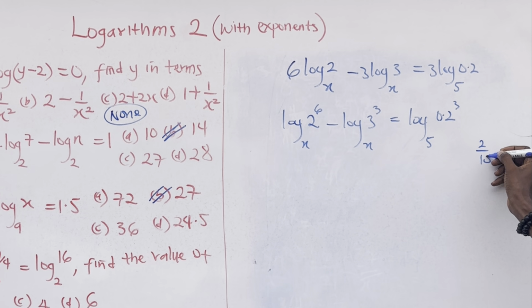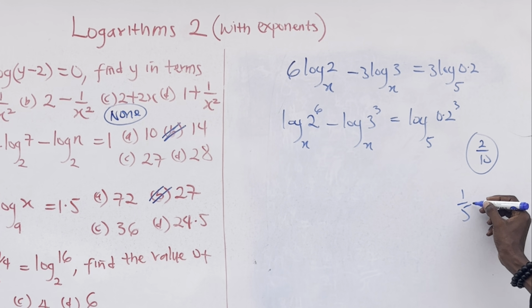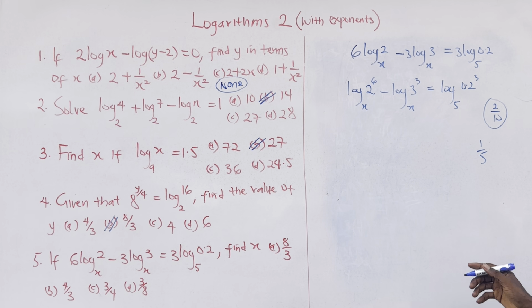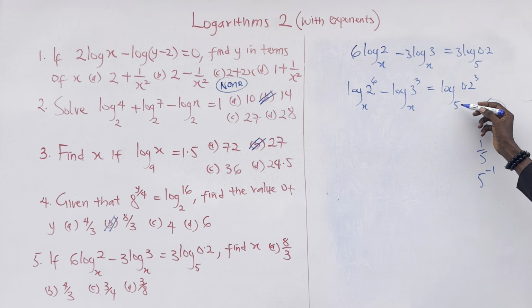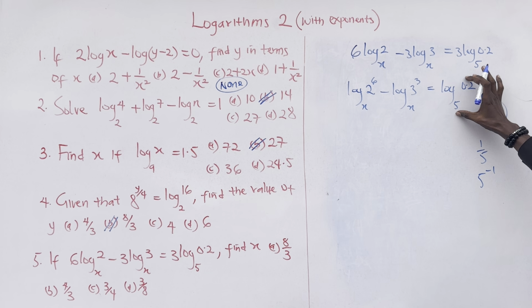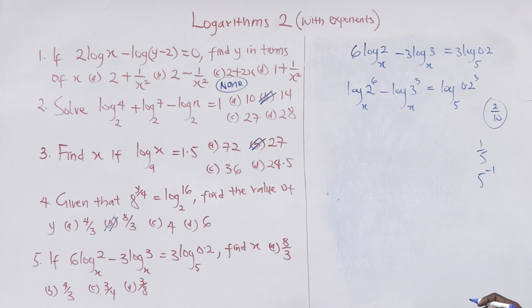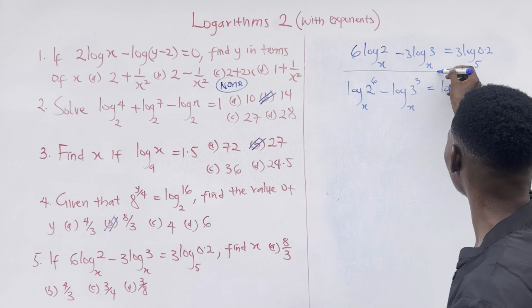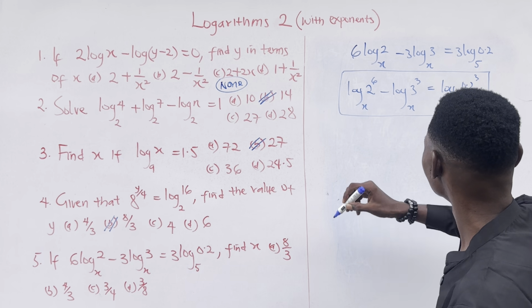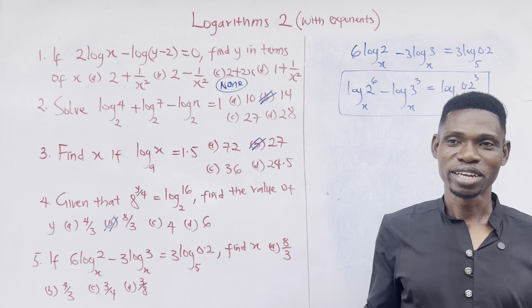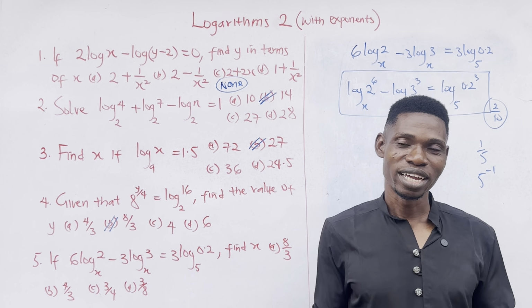0.2 is 2 over 10, which is 1 over 5, which is 5 raised to the power minus 1. With this 5 raised to the power minus 1 and the base 5, you can take the total power down this way, and they cancel out to be 1. And then you can just solve. Based on what we've learned, you will get your answer. So let me allow you to try it. You might not like the way I'm following it; you can follow it your own way and you'll get your answer.